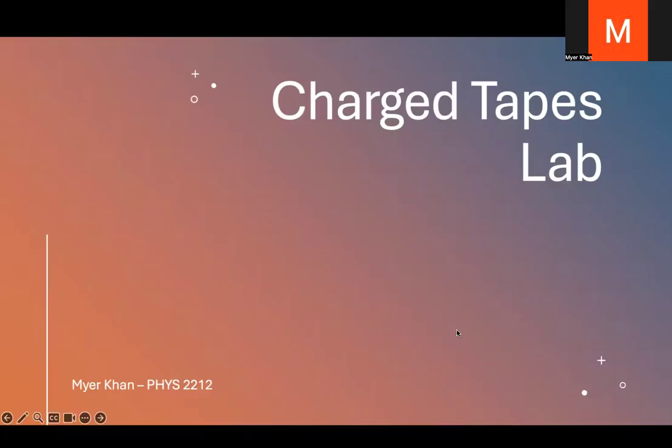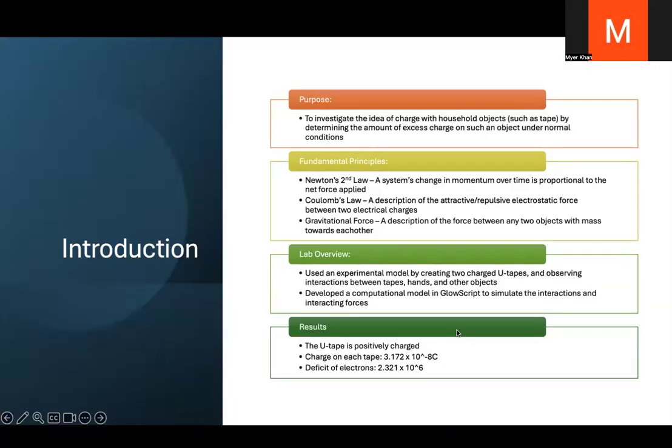Hey, I'm Meyer, and this is my charge tape lab. Starting off with our purpose, that was to investigate the principles of charge and electrostatic interactions with household items.